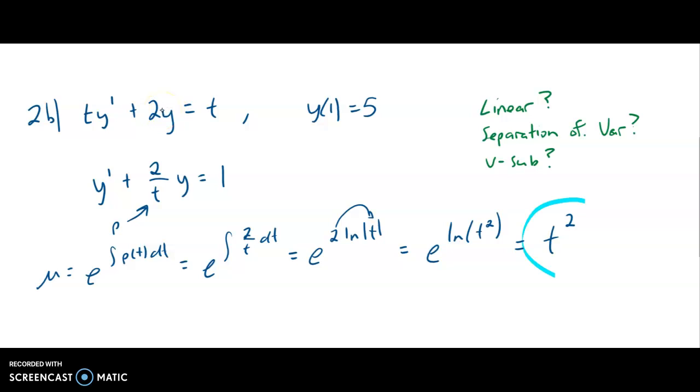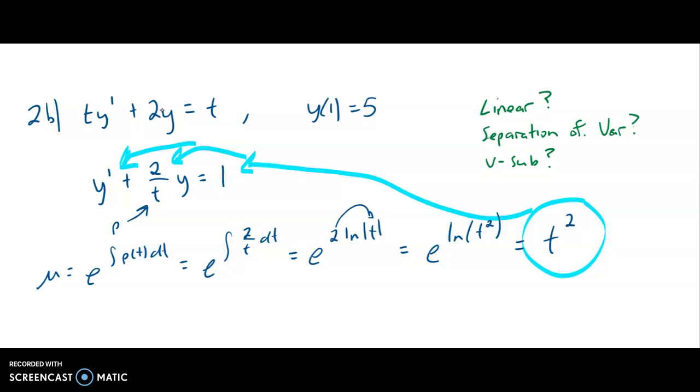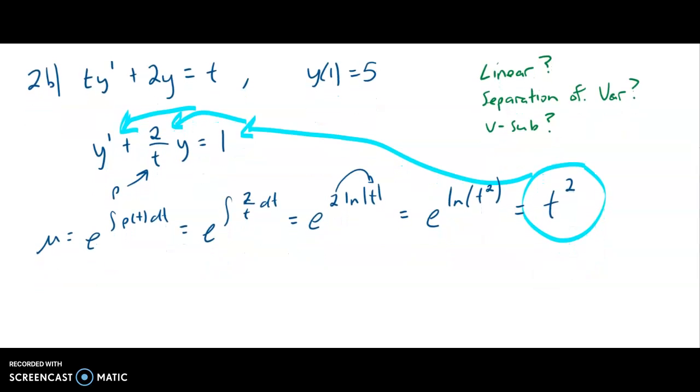I'm going to take this and multiply it on all terms of this equation up here. And then I'm going to be able to undo the mess on the left side. So that gives me t squared y prime. When I multiply this piece right here by t squared, I wind up getting plus 2 times t times y, because the t cancels with the t in the denominator there.